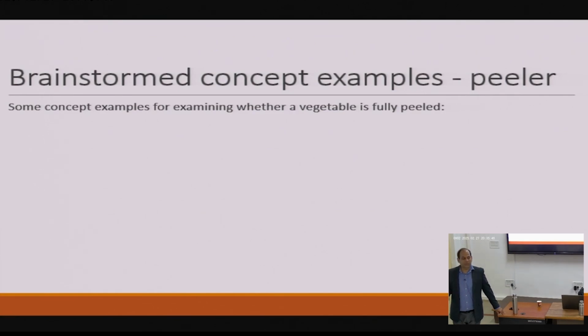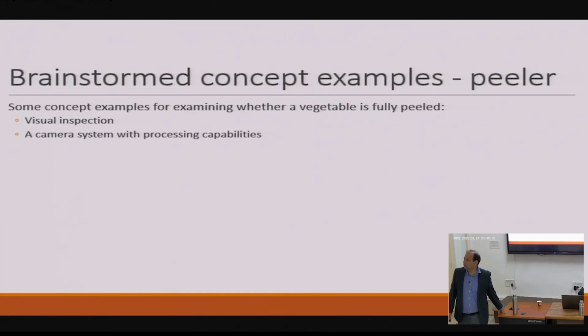Now, this is something that I've discussed in class with students, some concept examples of examining whether a vegetable is fully peeled. Some students suggested visual inspection. So it's automated, but for non-automated, you do visual inspection anyway. But you can just stand here, and then you can have a button and say, no, it's not fully peeled, turn it over, and the machine peels it. It may be useful in certain cases, but I can't think of many.